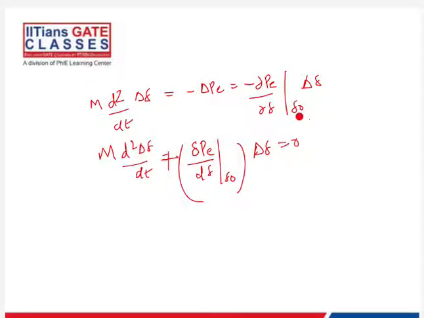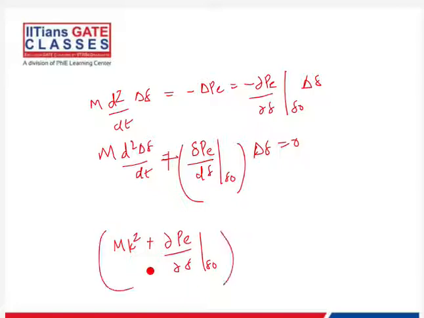This is a number and is equal to 0. So we want to find the roots of the equation. If you make d by dt as k, you will get this equation as mk square plus 2Pe by rho delta into delta delta equal to 0.